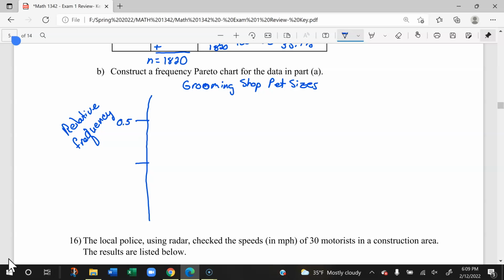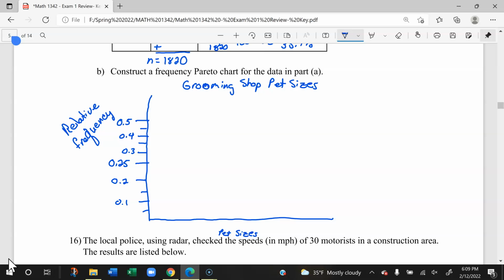And so about here would be a 0.25. So then we have a 0.1, or I'm sorry, this would be a 0.2. And about here would be a 0.1. And then we'd have a 0.3, 0.4. Okay, something like this. And then along the bottom, I'm going to say pet sizes.